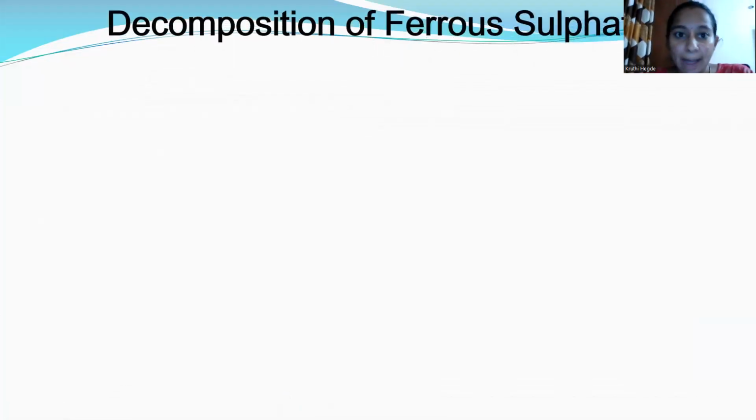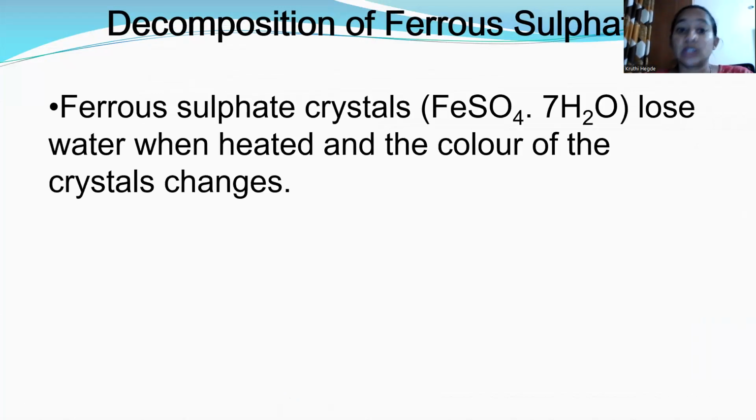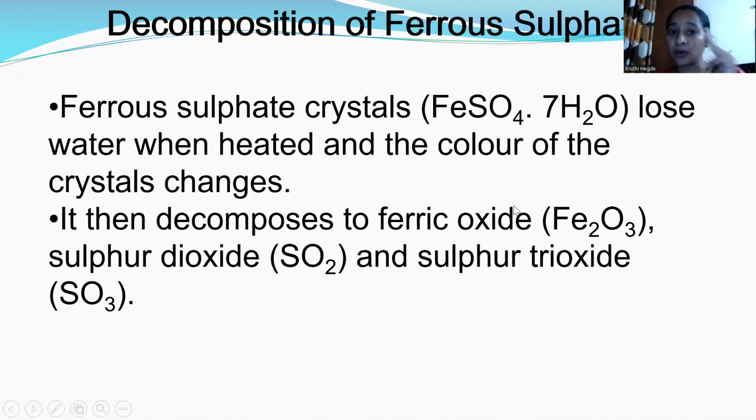How this decomposition happens, let us understand the theory part of it. Ferrous sulfate crystal is represented as FeSO4.7H2O. You need not worry about the 7H2O part right now, because we'll discuss that in the coming chapters. FeSO4 crystals, that is ferrous sulfate crystals, will lose water when heated and the color of the crystal will change. It will lose these 7 water molecules when heated and it will lose its color. That means pale green will turn to white. Later on, on further heating, it decomposes to three products, as I said.